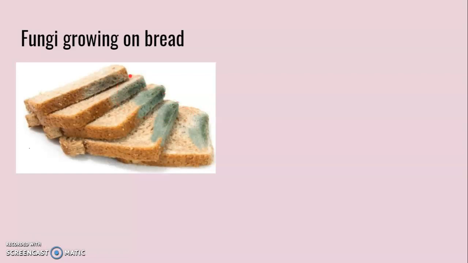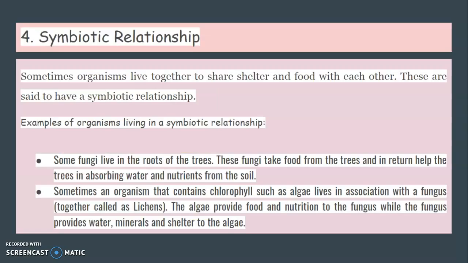So we'll start off with our part 2. The very first thing we're going to learn about is the fourth type of nutrition, which is symbiotic relationship. Sometimes organisms live together to share shelter and food with each other. These are said to be symbiotic relationships. An example is fungi. Fungi live in the roots of trees. These fungi take food from the trees and in return help the trees in absorbing water and nutrients from the soil.